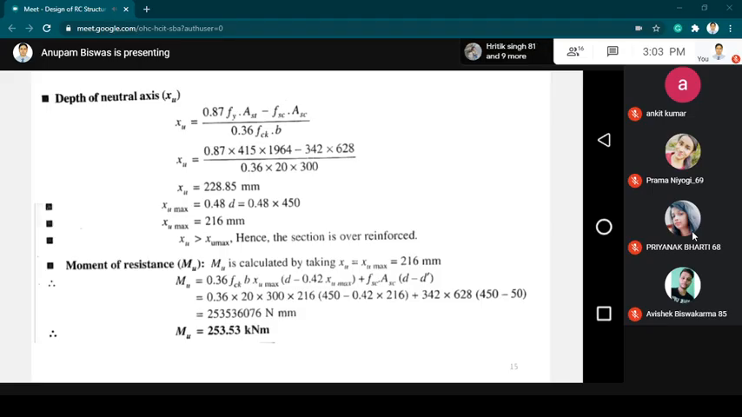Okay, so if the value of xu max would have been less than xu, then we would have taken the value of xu, and we could have proceeded to find the value of mu, and so on.